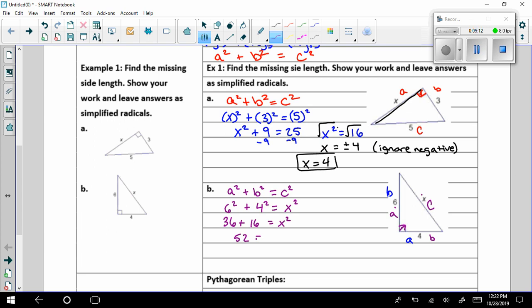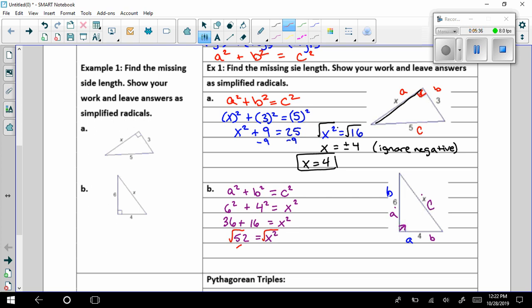52 is x squared. Again, when I take the square root of this, it's technically positive or negative, but I'm not going to worry about that. We're going to leave everything in radical form because where we're going with this is what's called right triangle trig, and we want it in the best form possible, and that's before you round. So we leave everything in radical form.